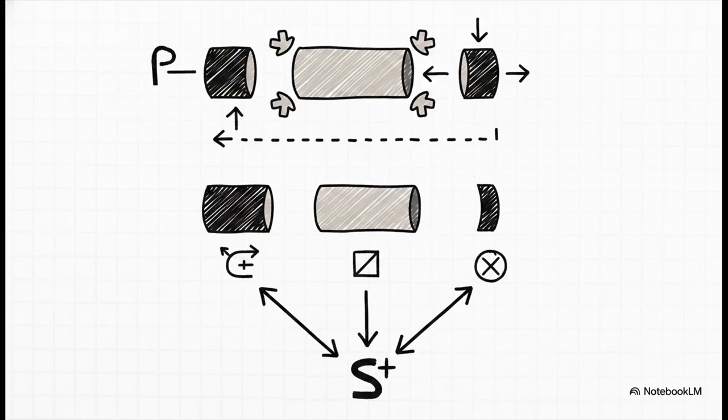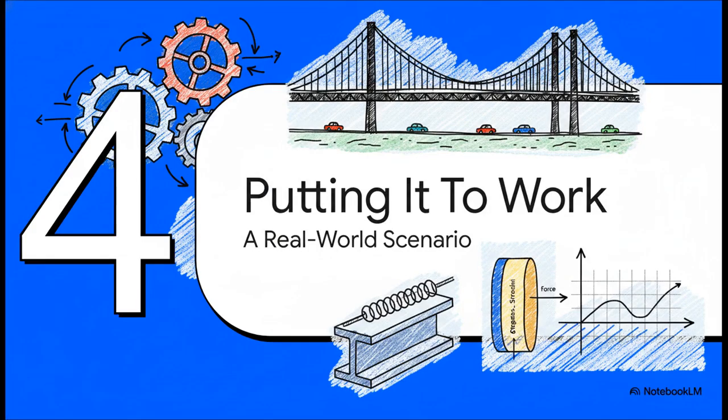But you might be thinking, what if you have a complex object, like a bar made of different pieces with different forces pushing and pulling on it? No problem at all. The formula is awesome because you just calculate the stretch for each individual piece, and then you just add them all up. Simple as that. All right, enough with the theory. Let's see how engineers actually put these numbers to work in a real scenario.